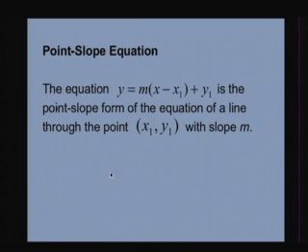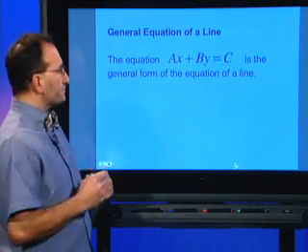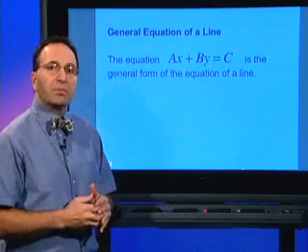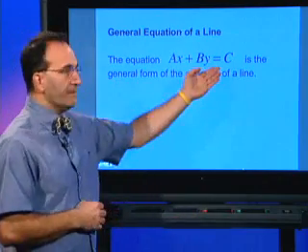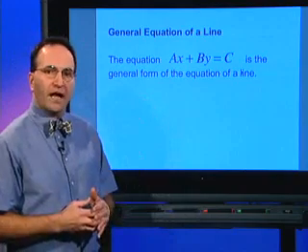Let's take a look at the point slope equation of a line. The equation y equals m times the quantity x minus x sub 1, plus y sub 1, is the point slope form of the equation of a line through the point x sub 1, y sub 1 with a slope of m. Now let's look at the general equation of the line. The equation ax plus by equals c is what we call the general form of the equation of a line.